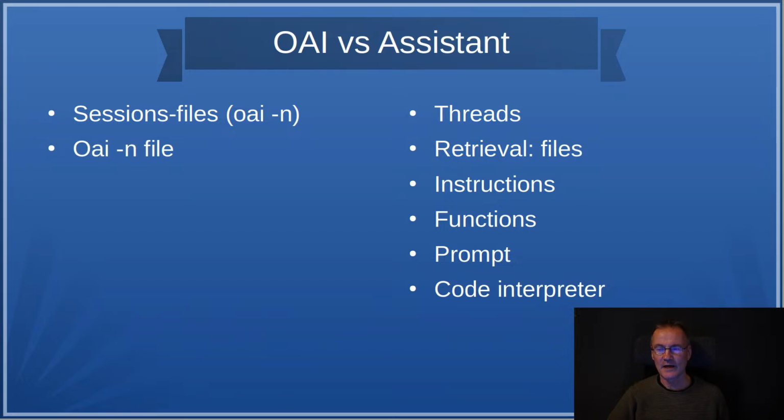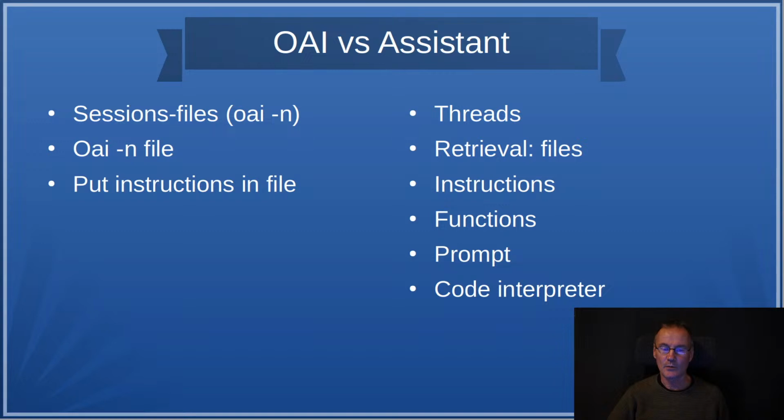Then we have files. Yeah, we can do that. In OAI-N file, we can import any kind of information from a text file, not a PDF yet, but we can have, for instance, a CSV file or something else. Mostly what I've been using it for is text files. So that is not something new.